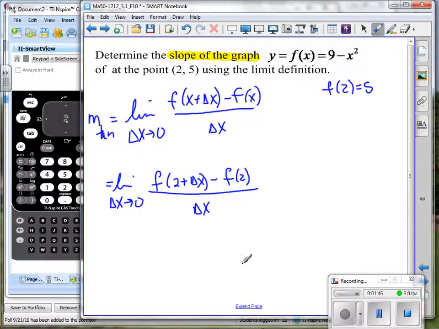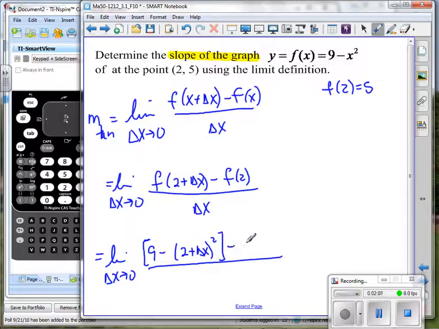Now here's where all the work with functions comes into play. The limit as delta x approaches 0. How do you put 2 plus delta x into this function? And the answer is very carefully. 9 minus (2 plus delta x) quantity squared minus (9 minus 2 squared). I'm just replacing the function's input with its input expression, in this case 2 plus delta x.